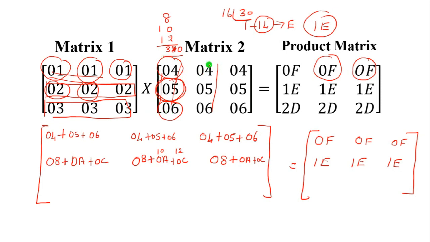The third row of the first matrix is to be multiplied with the first column of the second matrix, the second column of the second matrix, as well as the third column of the second matrix. What is the value? 02 into 04, the value becomes 12, 0c. Next, 3 into 5, that value becomes 15, which is 0f. What is the next one? That is 12 plus 15.